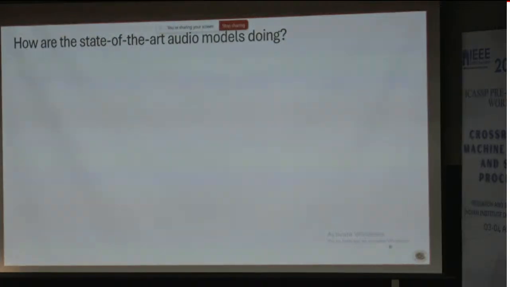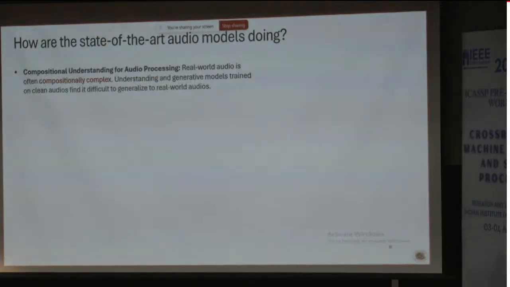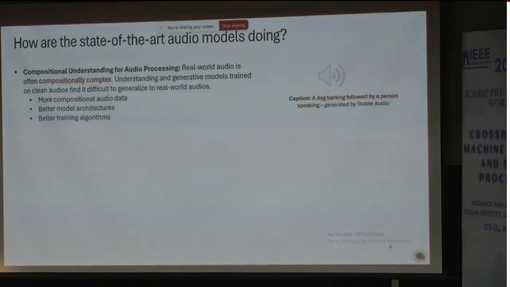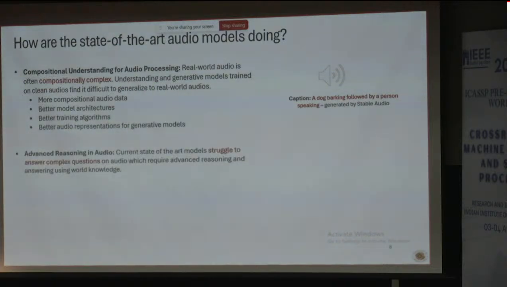So I'd say there are a lot of audio models proposed, and this field has taken a lot of things. Especially real-world audio is compositionally complex. How do you generate and train them? For example, you give a caption, you say a dog barking followed by a person speaking. So something like this, you can actually generate it, and you can also do understanding. This is a simple audio, I'd call it. But let's say you take more compositional audio data, or a better model architecture is needed, it gets much harder. I'll give you some more examples here.